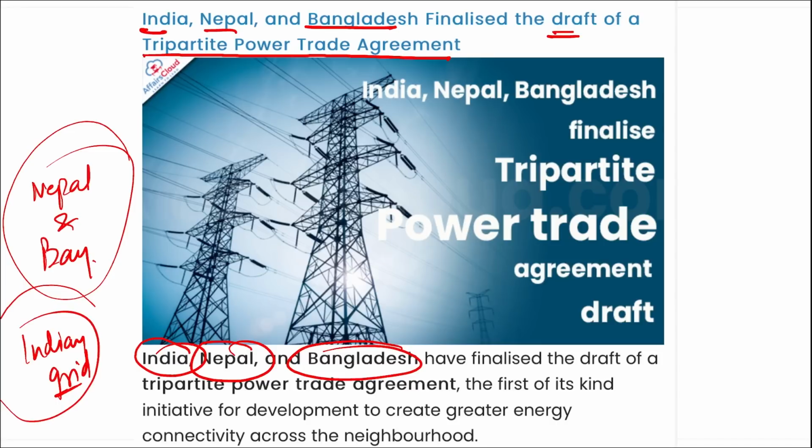Correct. Earlier, the electricity trade with the neighboring countries was done under bilateral agreements, right? And now a trilateral agreement has been signed between India, Nepal and Bangladesh.